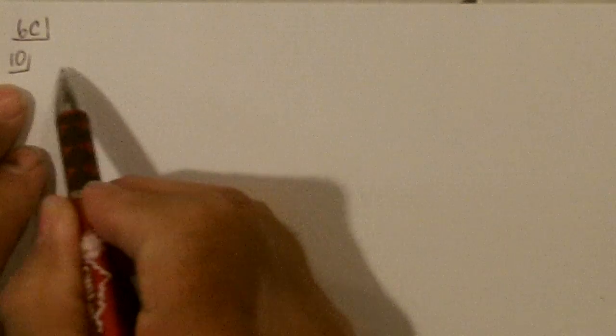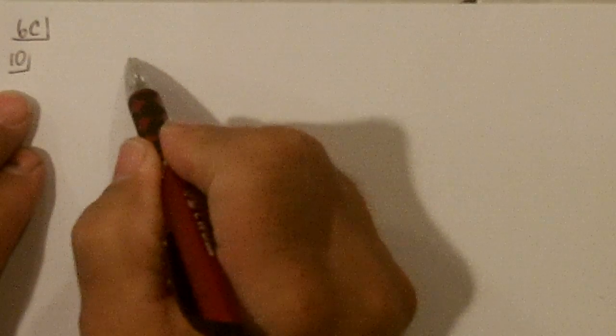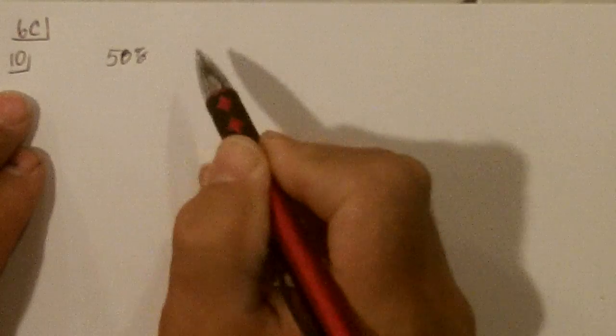All right, 6C. Number 10 is the first one that people had a question about, and we're supposed to see if this makes sense. Jack is at the 50th percentile. So he's at the median height.